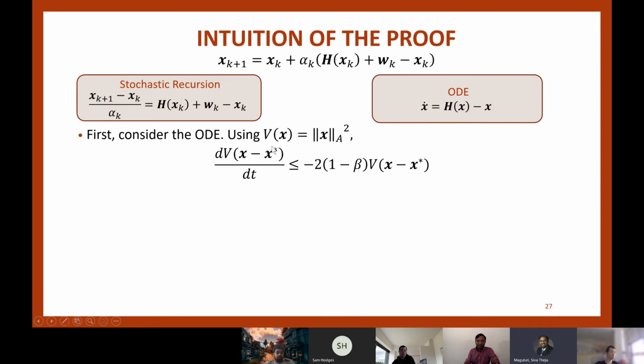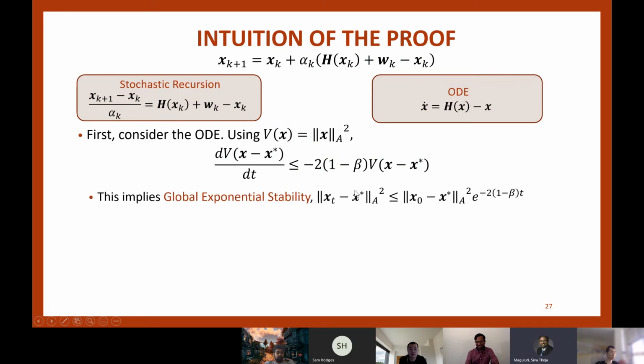And if we use norm x square as a Lyapunov function, then one can show that the ODE satisfies this inequality. The derivative of v is less than or equal to some negative constant times v. And this essentially fits into our global exponential stability, the third of the 3 Lyapunov functions we talked about. And this implies that xt minus x star square converges to 0 exponentially fast. Essentially, this is saying that the ODE is very good. It converges to x star exponentially fast. So that's good to know.